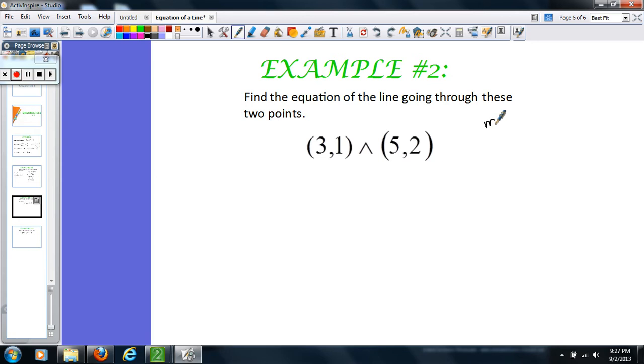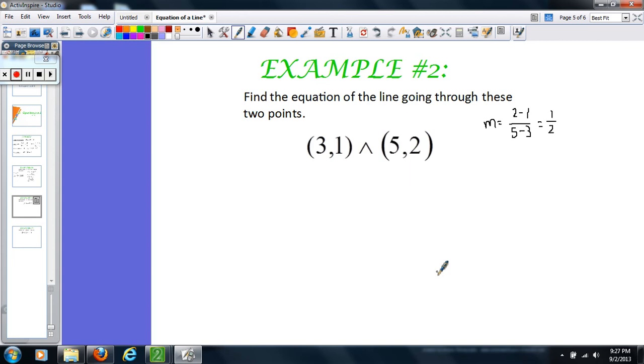So the slope, and I gave you this information at the beginning, the slope is y2, so 2, minus y1, which is 1, over x2, which is 5, minus x1, which is 3. And if I simplify this, 2 minus 1 is 1, and 5 minus 3 is 2, giving me a slope of 1/2.